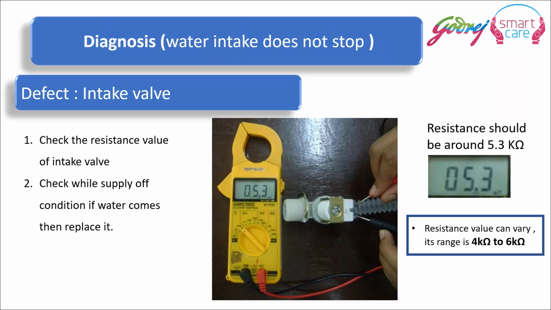We have to check the resistance values of the intake valve. We have to check while the supply is in off condition. If the water comes, then we have to replace the intake valve. Resistance values can vary. It ranges from 4 kilo ohms to 6 kilo ohms.